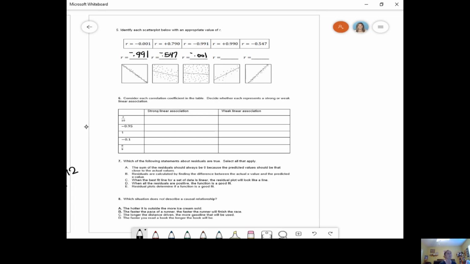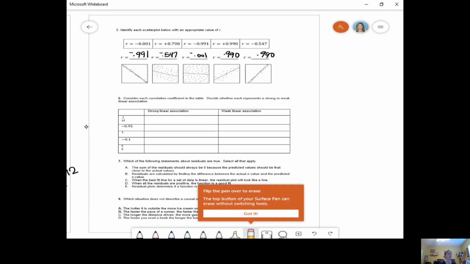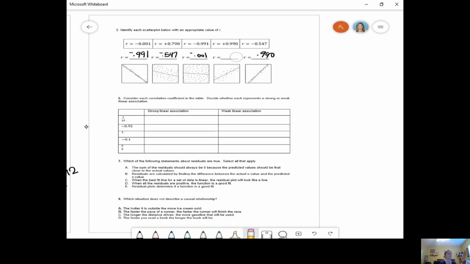All right, so these are our two positives. As you can see, these dots are closer, so that would be closer to 1. So 0.900, oh, my fault, 0.990. So let's see if we can erase that. There we go. Back to the pen. All right, so then this one would be, where's my other positive, right there, 0.790.